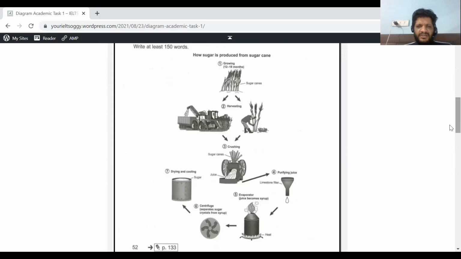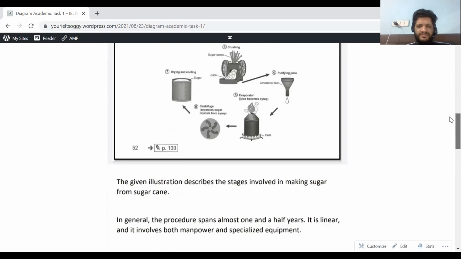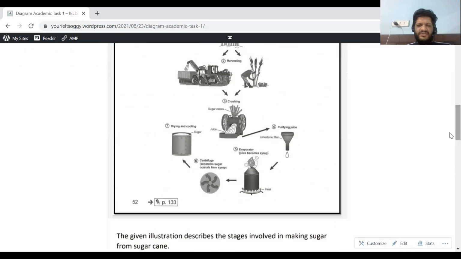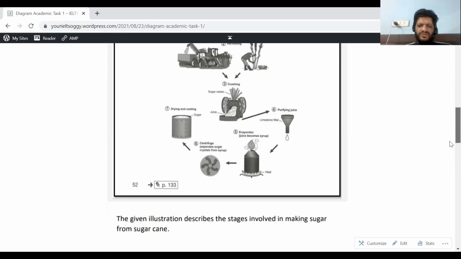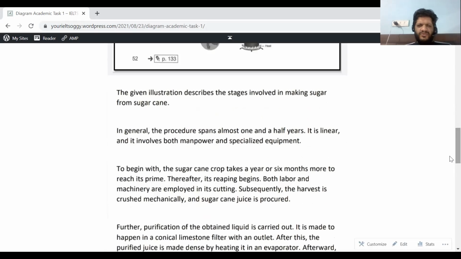And it's not the only thing. After that, even harvesting and all are there. So it can be beyond 18 months also. So I've written approximately 1.5 years. It is linear. You can see it's not that you can make sugarcane from sugar. So it's linear, and it involves both manpower and specialized equipment. It's more than enough. I did not need to write the number of steps, as I do not want to overdo it also.